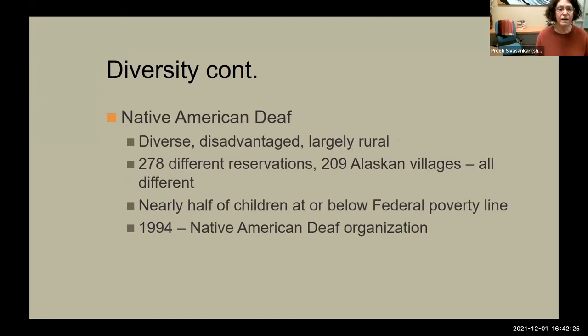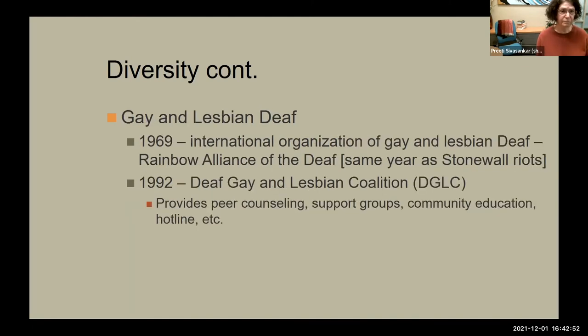There's also Native American Deaf, also diverse, disadvantaged, and largely rural. 278 different reservations, 209 Alaskan villages, all different. Nearly half of children are at or below the federal poverty line. And since 1994, there's been an organization for Native American Deaf. Then Gay and Lesbian Deaf.